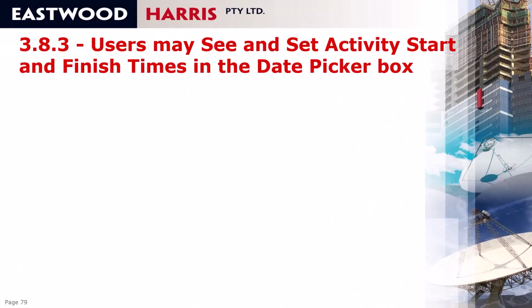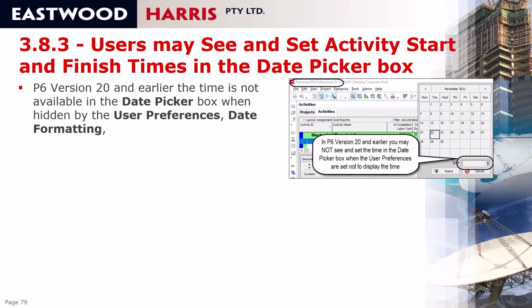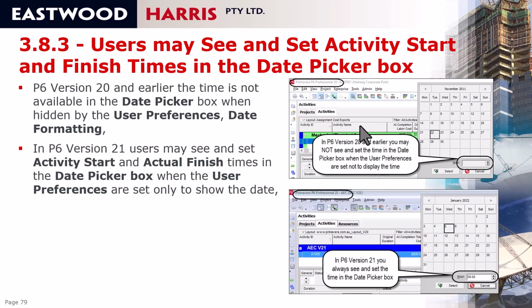Users may see and set activity start and finish times in the date picker box. So basically in version 20, you could not see the time when you set a date in the date picker box. So you could set a date, but you wouldn't see the time. And when you were setting a constraint, often this would select midnight. That doesn't make sense for any constraint. What happened in version 21 is you can now see the time irrespective of the format that you have in the user preferences when you're setting an actual start or an actual finish or a constraint and that sort of thing. And this is very useful.